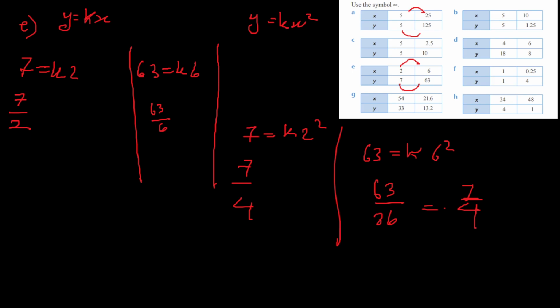Or we can just try a calculator. 63 divided by 36 is going to be 1.75, and 7 divided by 4 is 1.75. So both of these are the same, that means this is going to be y equals kx squared. Or you can just write y is proportional to x squared.